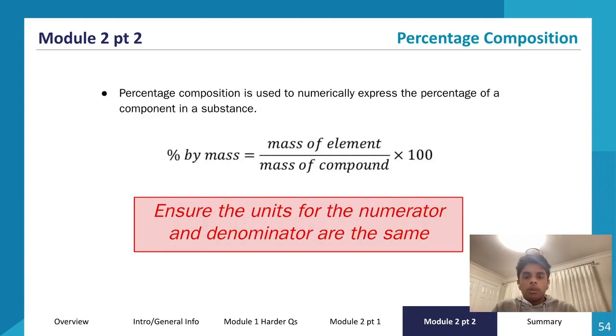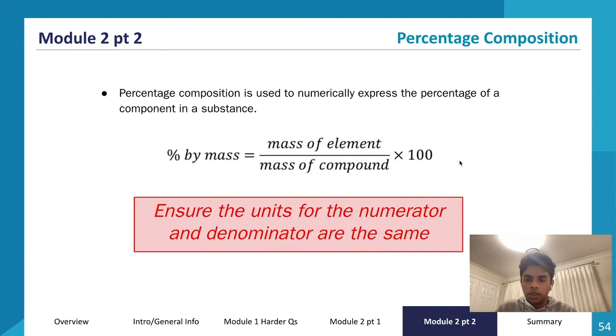So what is percentage composition? Percentage composition is used to numerically express the percentage of a component within a substance by mass. So percentage by mass is equal to the mass of the element divided by the mass of the entire compound times 100. And you have to ensure that the units for the numerator and the units for the denominator are the same to get a value as a percentage.